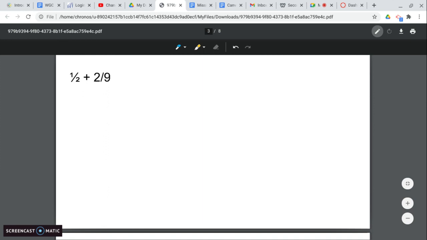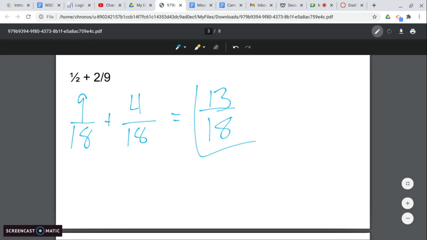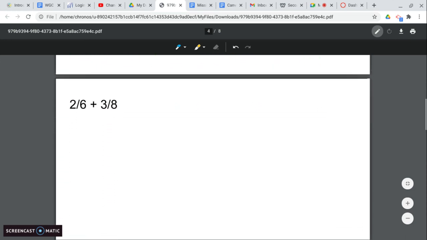All right, our next one, we have 1/2 and 2/9. What's the common denominator between 2 and 9? Well, that's going to be 18. So we had to multiply 2 by 9, so we end up with 9/18. So we multiplied 9 by 2, so we end up with 4/18. 9 plus 4 is 13/18. So your keyword for this lesson is unlike, because we're dealing with unlike denominators.